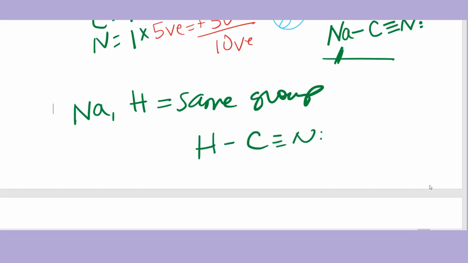If I told you to draw the structure for potassium cyanide, guess what? It's going to look the same exact way because potassium is also a part of that same group. Potassium, sodium, lithium, any element that's in group 1 combined with cyanide will look the same exact way. Let me give you another example. One more.